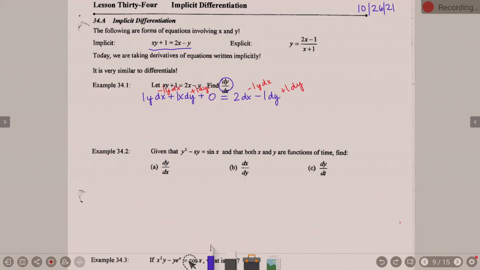What do I have? x dy plus 1 dy equals 2dx minus y dx.